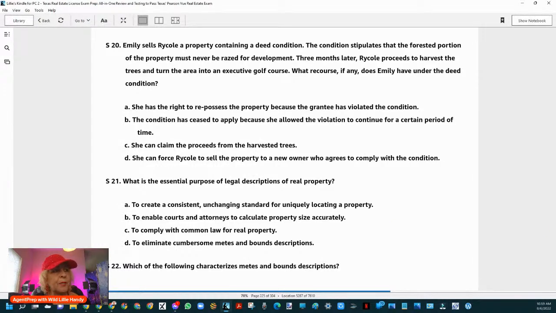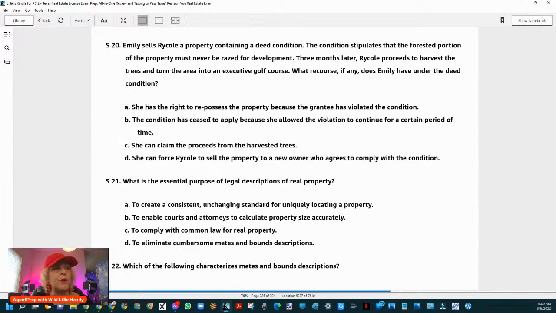Okay, number 20. Emily sells Rycole a property containing a deed condition. The condition stipulates that the forested portion of the property must never be raised for development. 3 months later, Rycole proceeds to harvest the trees and turn the area into an executive golf course. What recourse, if any, does Emily have under the deed condition? So Emily sells Rycole a property containing a deed condition. Okay, so there's a condition. So what rights does she have?